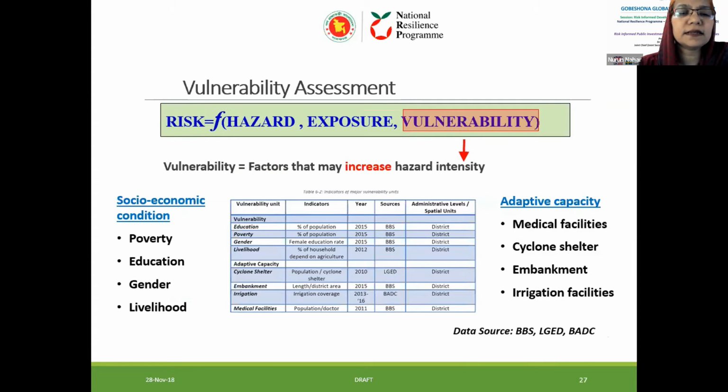And the vulnerabilities are here: poverty, education, gender, and livelihood, because also here we have good data available, but later on we can also have more indicators, more breakdown of the poverty indicators. This is according to BBS data, mostly from BBS, the Local Government Division, BADC, and BBS.